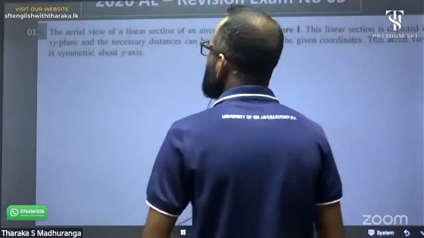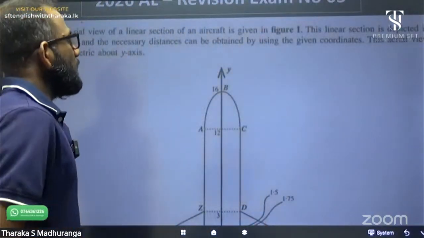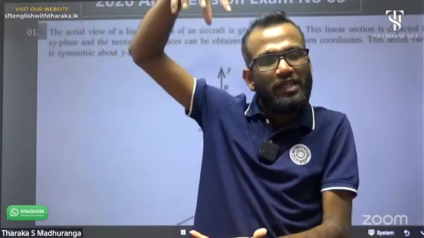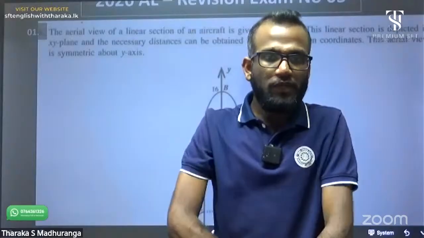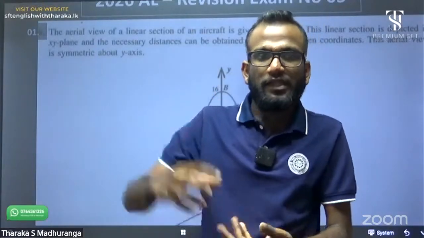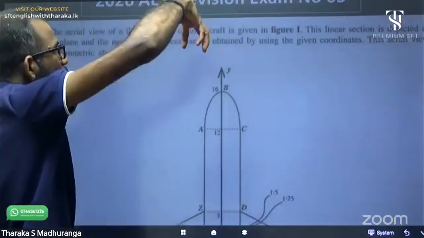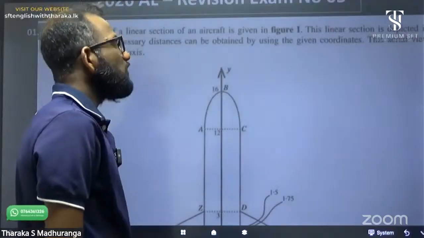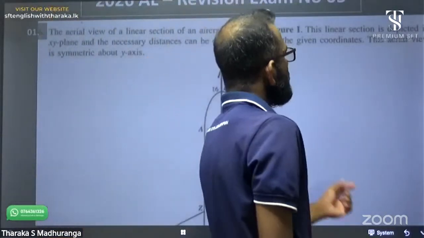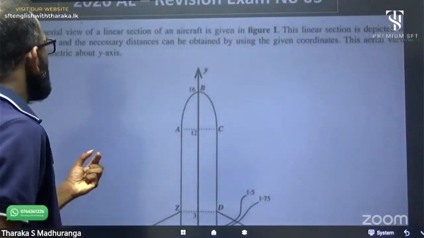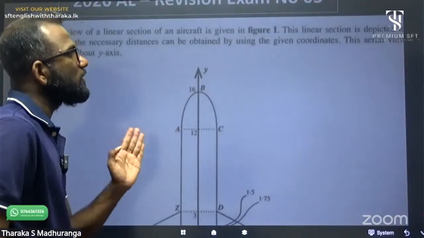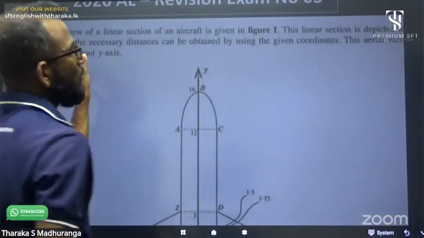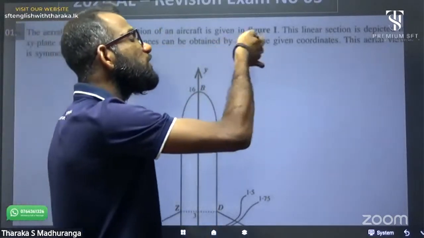Okay, let's start. The aerial view of a linear section of an aircraft is given in figure 1. The aerial view means if you observe from the upside. I think ET students do this in engineering drawing. This linear section is depicted in the XY plane and the necessary distance can be obtained by using given coordinates. That's very important.